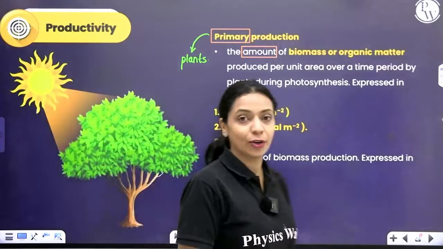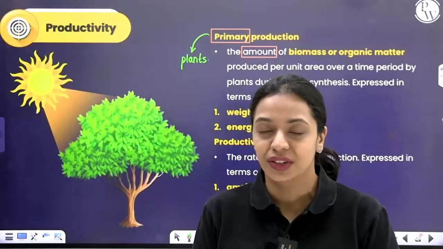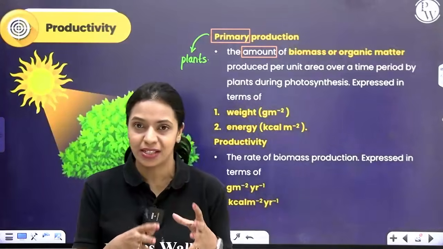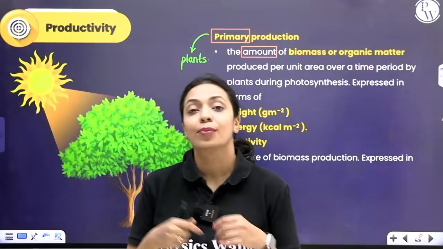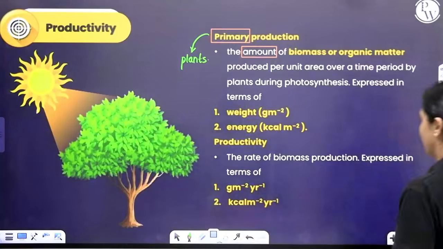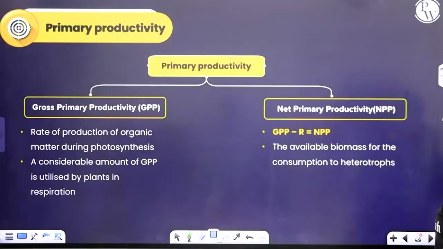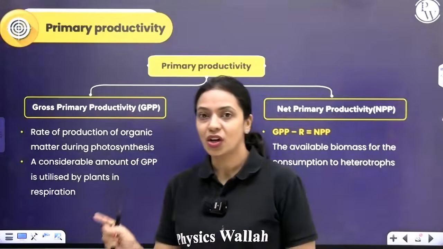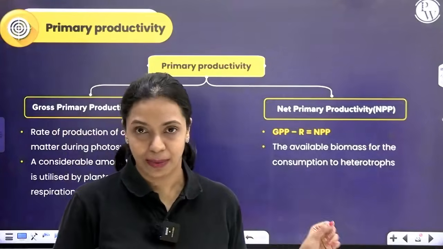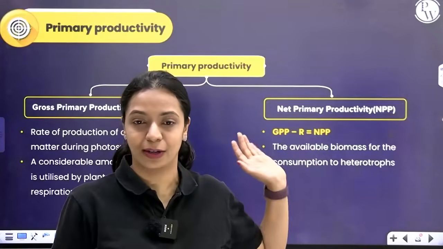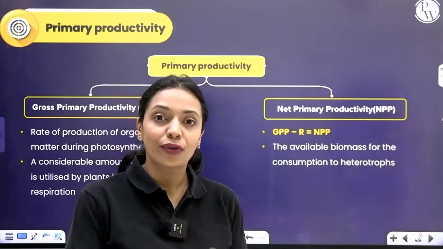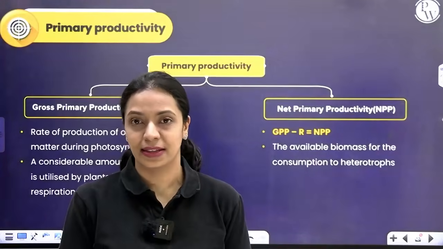Alright, that's about primary productivity. I hope you're clear with the difference between production and productivity. Production is how much amount is being synthesized per unit area. Productivity is at what rate it is getting synthesized. Okay, now this primary productivity is of two types. Gross primary productivity, abbreviated as GPP, and net primary productivity, which is abbreviated as NPP. Gross primary productivity is the overall rate of biomass synthesis in a plant.